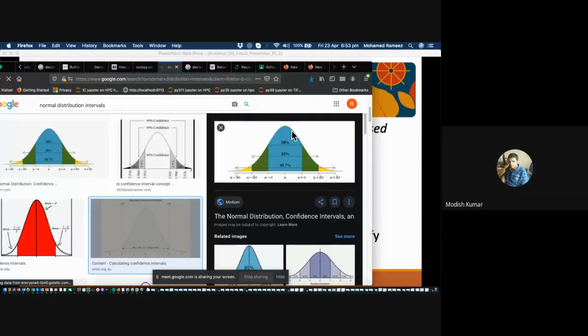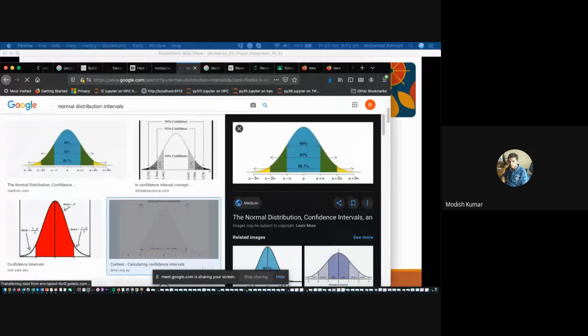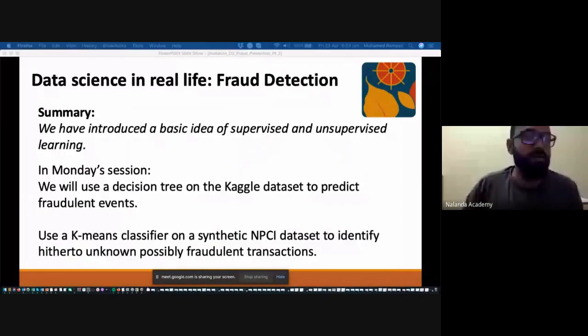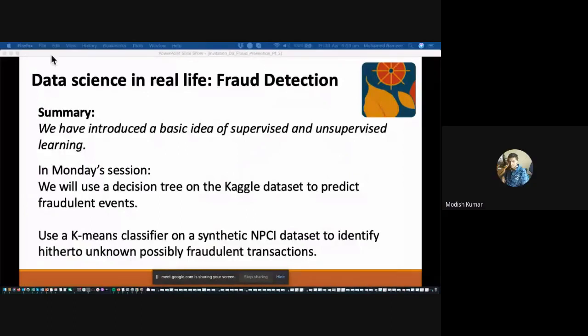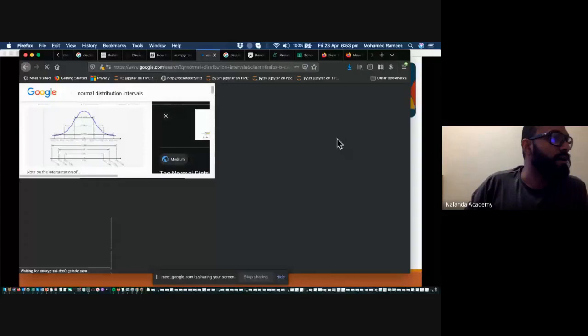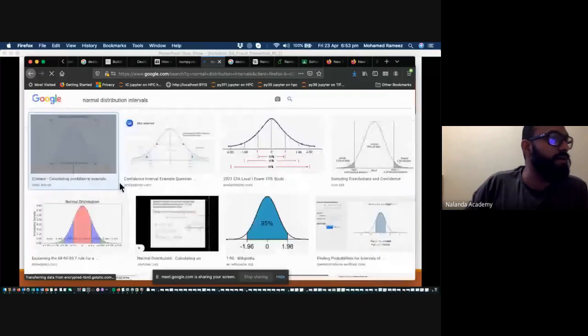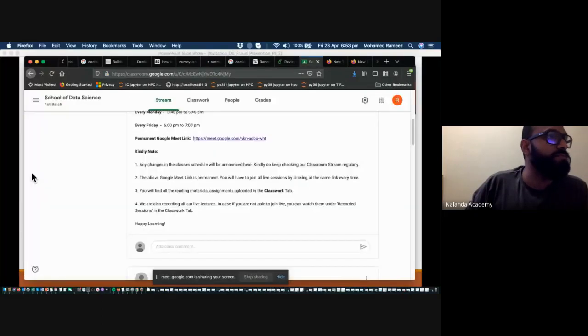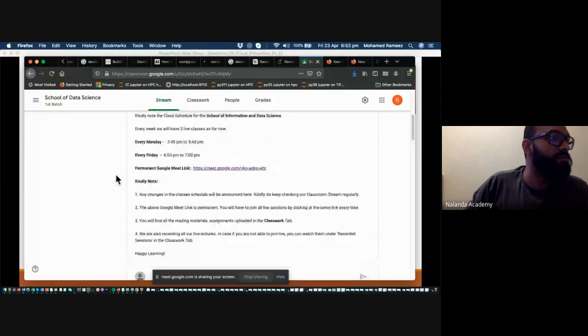Can you hear me? Yes sir, yes sir, we can hear you. Can you see this? Yes sir. Okay. So yeah, I don't know. Sorry, the Google Classroom sometimes gets my computer in a curve like this.